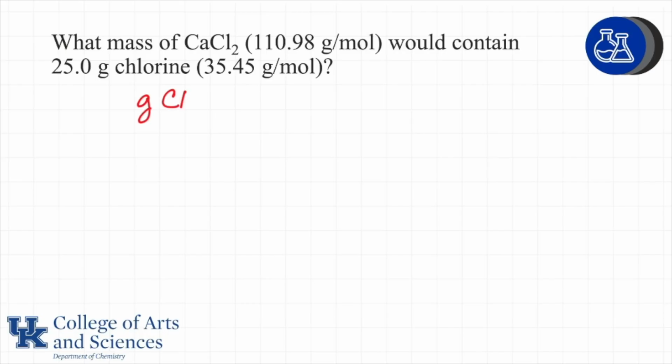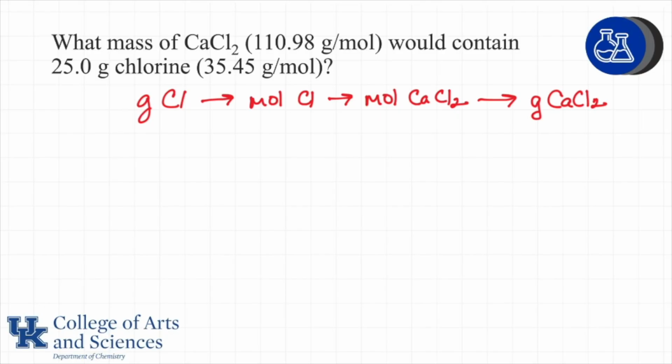We start with our grams of chlorine, and then we can convert to moles of chlorine using our molar mass. Just like we did a relationship between molecules and atoms, we can also do a relationship between moles of chlorine and moles of calcium chloride. Because remember, those are the same relationships, just on different scales. For moles of chlorine, we can get to moles of calcium chloride using those subscripts in the chemical formula, and then we can find the grams of calcium chloride.